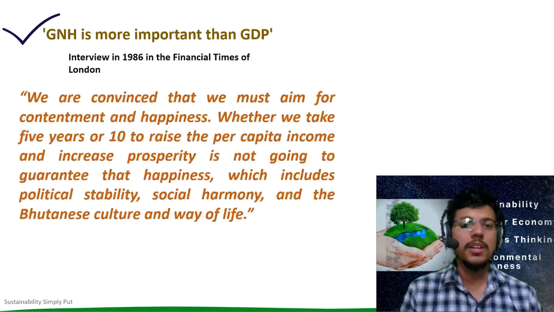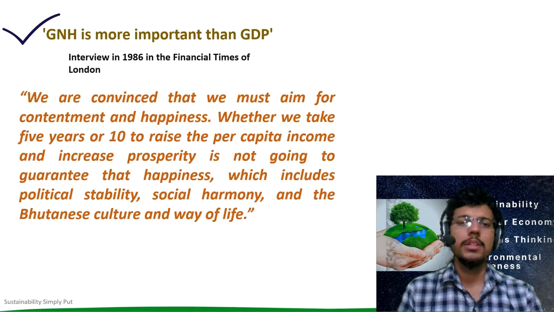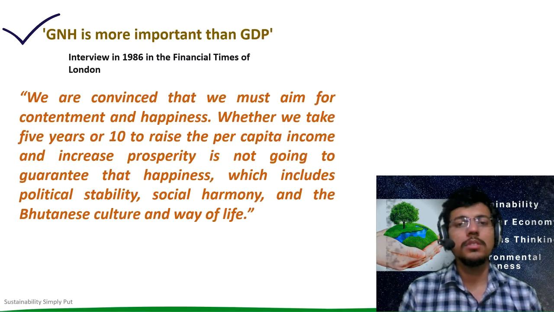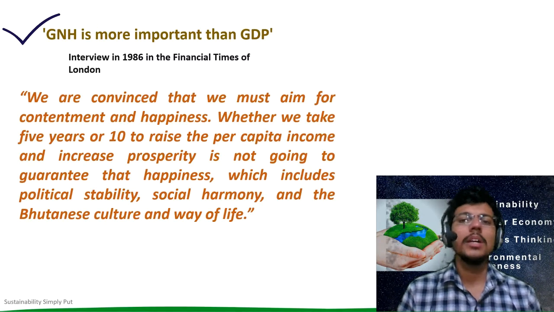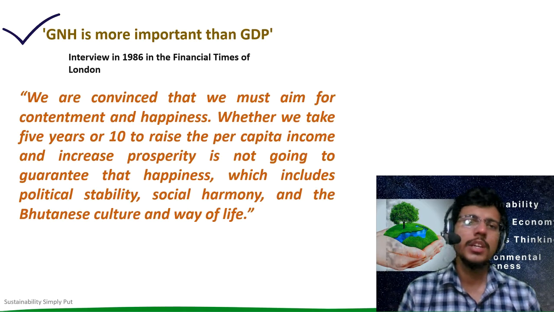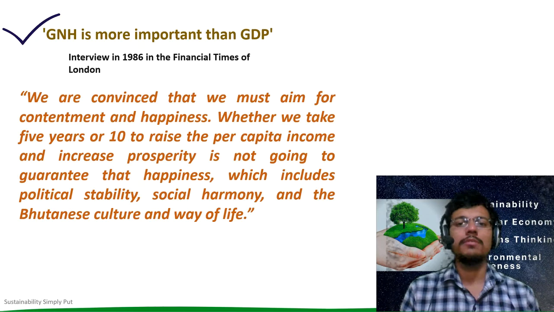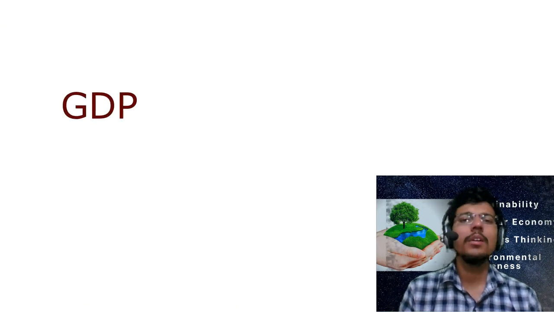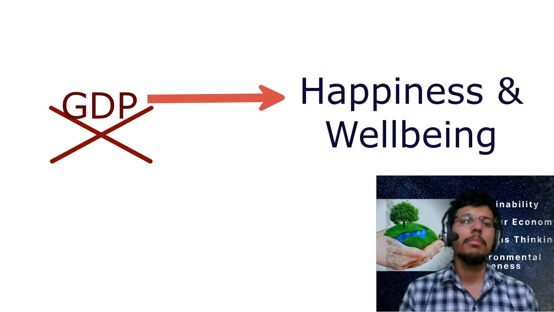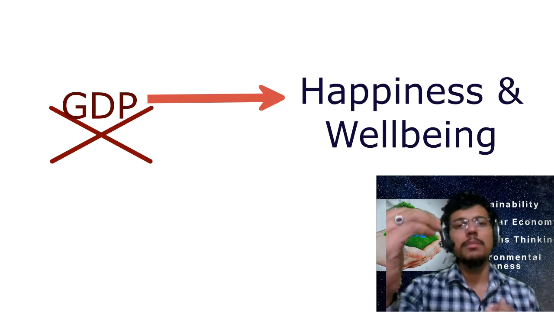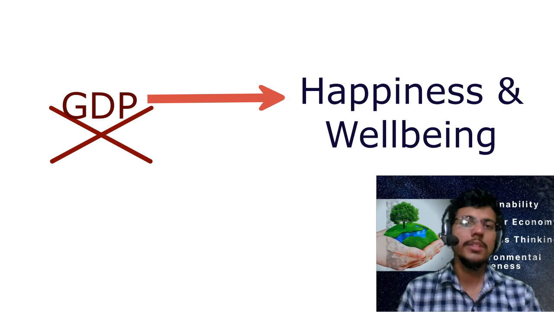In that interview, he said, "We are convinced that we must aim for contentment and happiness. Whether we take 5 years or 10 to raise the per capita income and increase prosperity is not going to guarantee that happiness, which includes political stability, social harmony, and the Bhutanese culture and way of life. It is clear that relying on GDP alone may not provide the environment for happiness and well-being. Something beyond GDP would have to be addressed to be holistic."